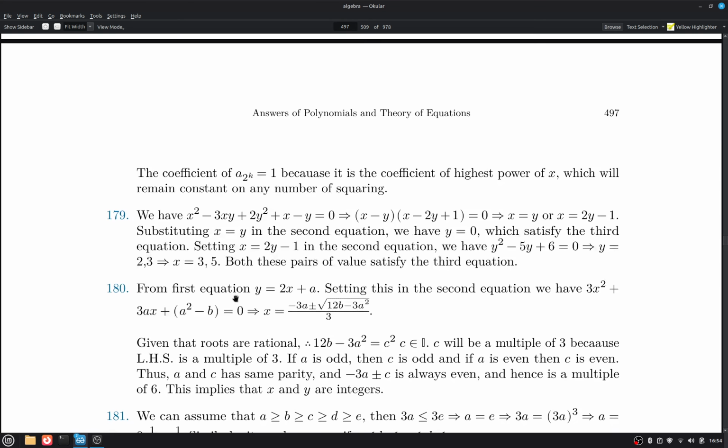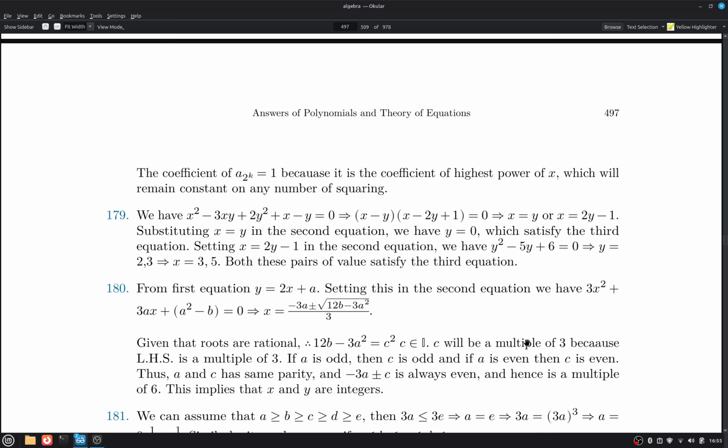So from the first equation we have y is equal to 2x plus a. We put this in the second equation, we get 3x square plus 3ax plus a square minus b is equal to 0. So x is equal to (minus 3a plus minus square root of 12b minus 3a square) by 6. Since the roots are rational, the discriminant must be a perfect square. So 12b minus 3a square is equal to c square, where c is an integer.